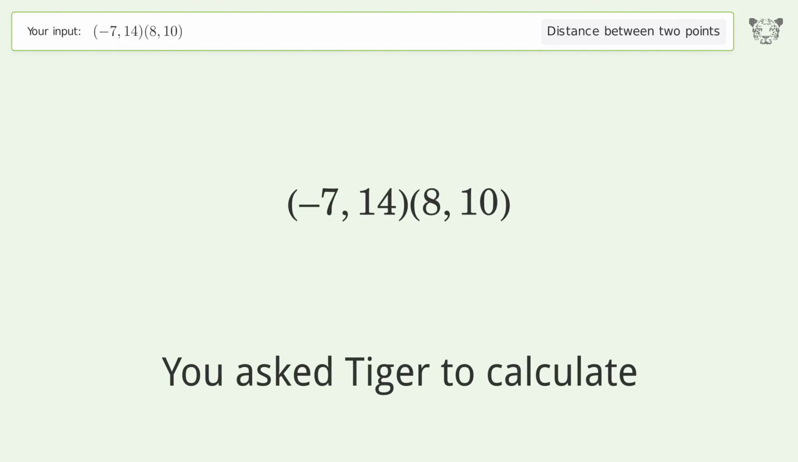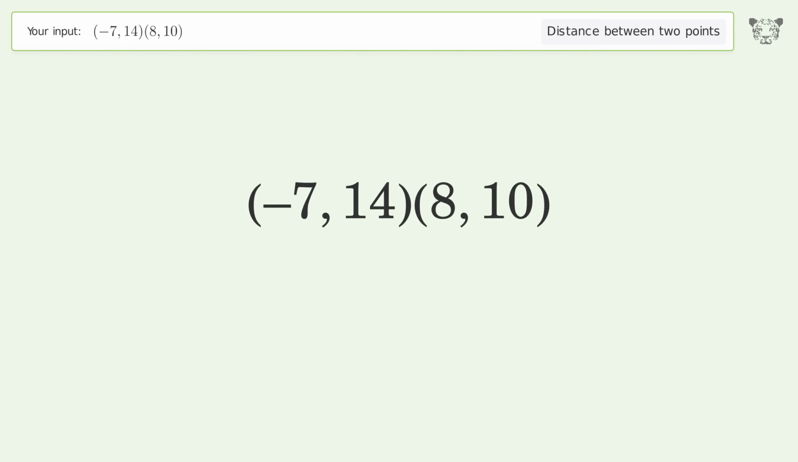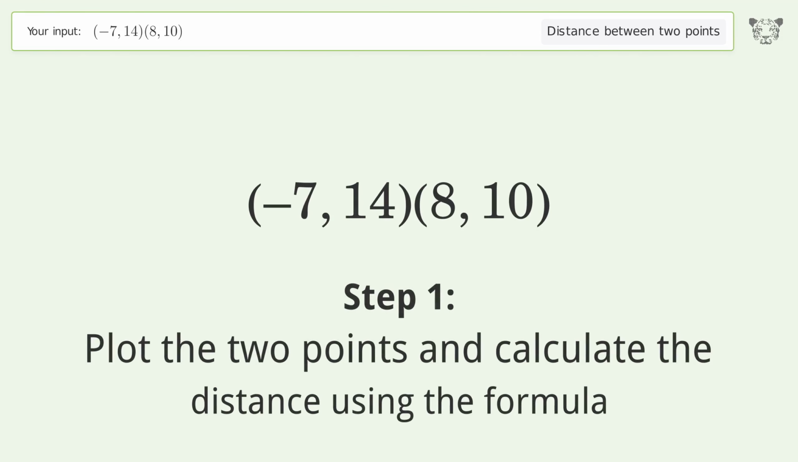You ask Tiger to calculate. This deals with the distance between 2 points. The distance between the 2 points is the square root of 241, or 15.524. Let's solve it step by step. Plot the 2 points and calculate the distance using the formula.